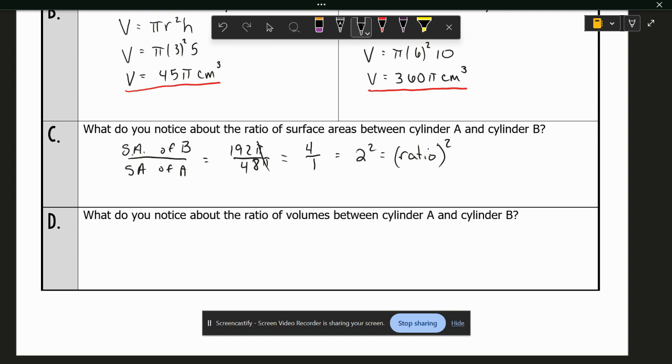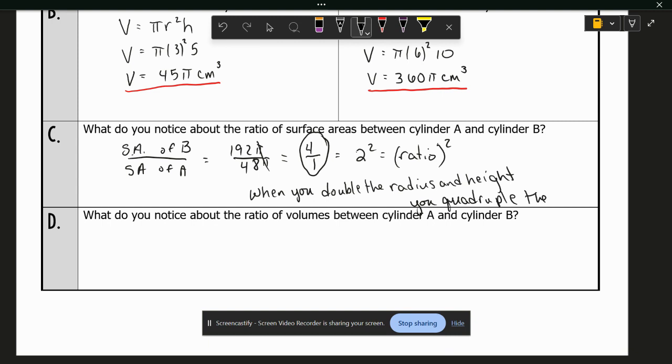If you didn't look at it like that, think of it as when you double the radius and height, you quadruple the surface area. Which you'd think that it would double itself, but it actually makes it 4 times that amount, which is pretty cool.